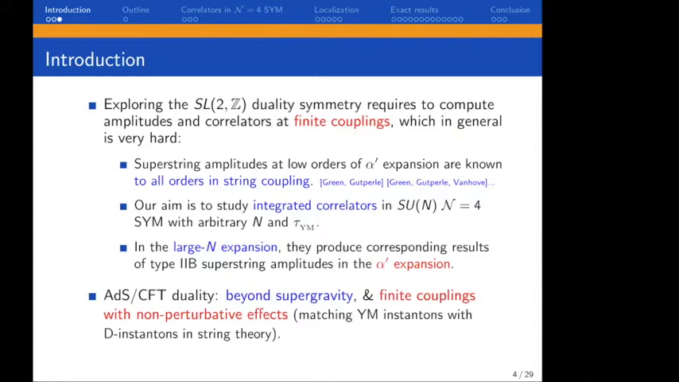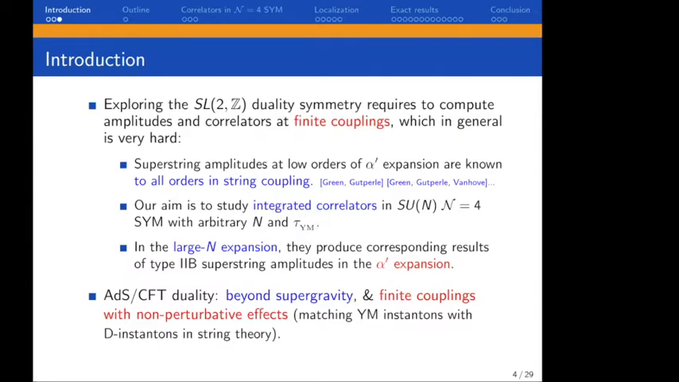To compute anything non-trivial at finite coupling is in general very hard. In the case of superstring amplitudes, it has been known for a while now that, at least for the first few orders in the low energy expansion or alpha prime expansion, the amplitudes are known to all orders in the string coupling. I will briefly review what they are. Our aim is to study the other side of the AdS/CFT duality, namely to study correlation functions in N=4 Super Yang-Mills, again at finite coupling.